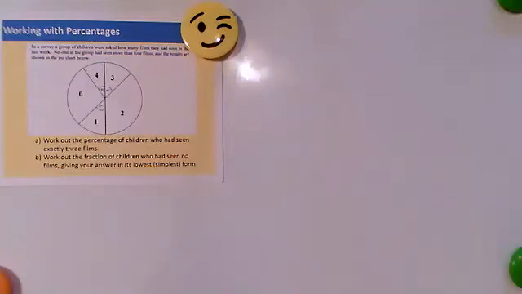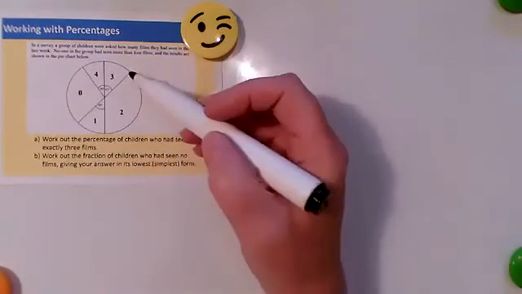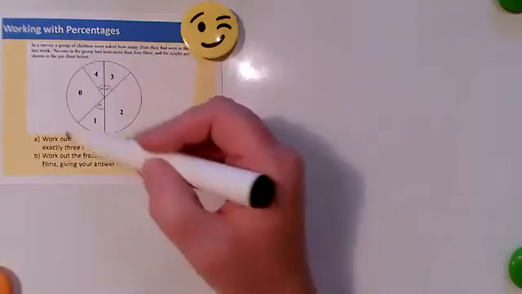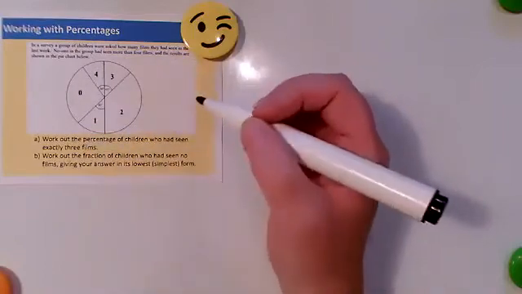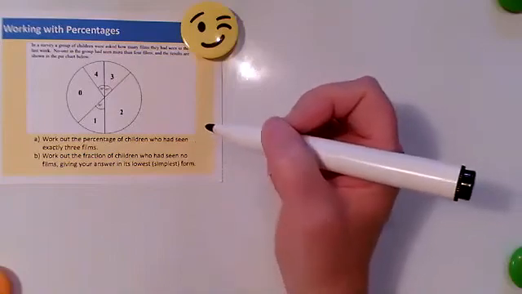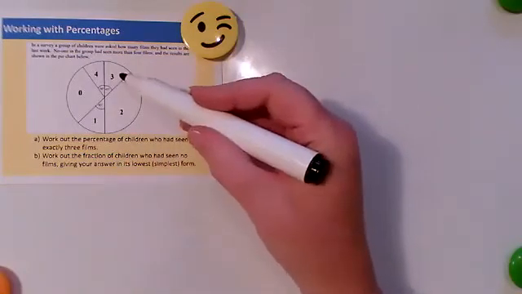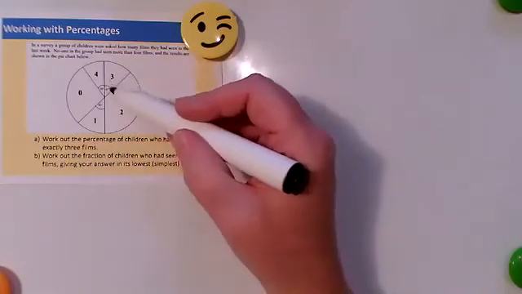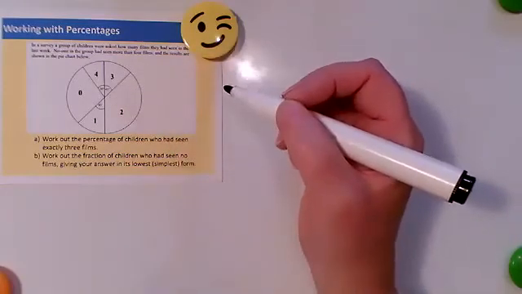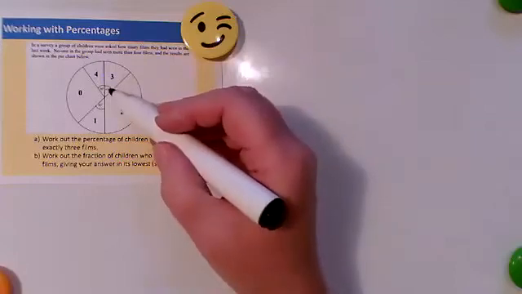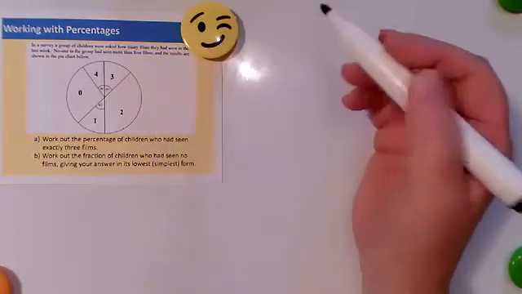In this question, there's quite a lot of information to take in, quite wordy here. This is a pie chart I'm sure you're familiar with. Part A asks for the percentage of children who had seen exactly 3 films. Now I'm told the angle here is 45 degrees. So I need to convert this somehow into a percentage of all the children.